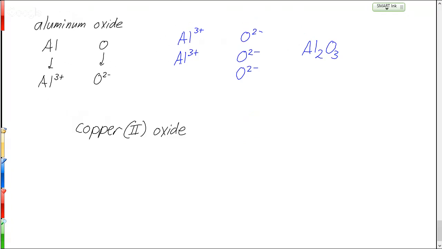Copper, and then a 2 in parentheses, and then oxide. Copper 2 oxide. So what does that mean? Well, okay, oxide's still oxide. We know what that is. It's oxygen 2 minus. Copper is Cu. We can look that up in the periodic table. But that one's in the Bs. So we don't know what to do about its valence electrons. It doesn't have a kind of predictable thing.